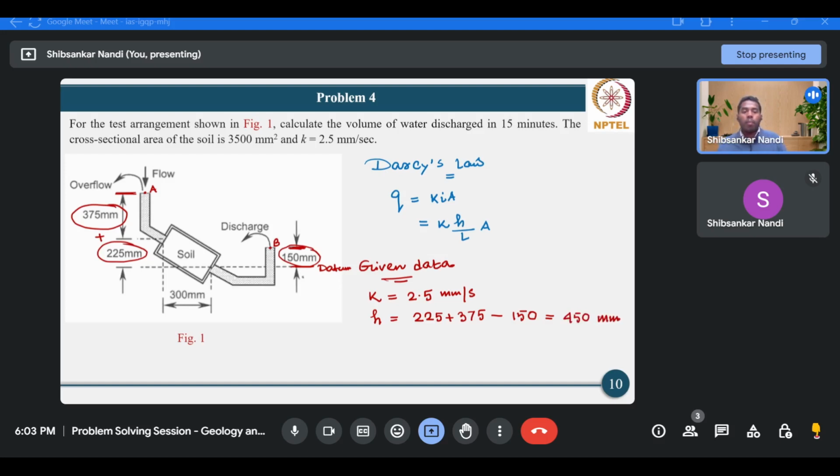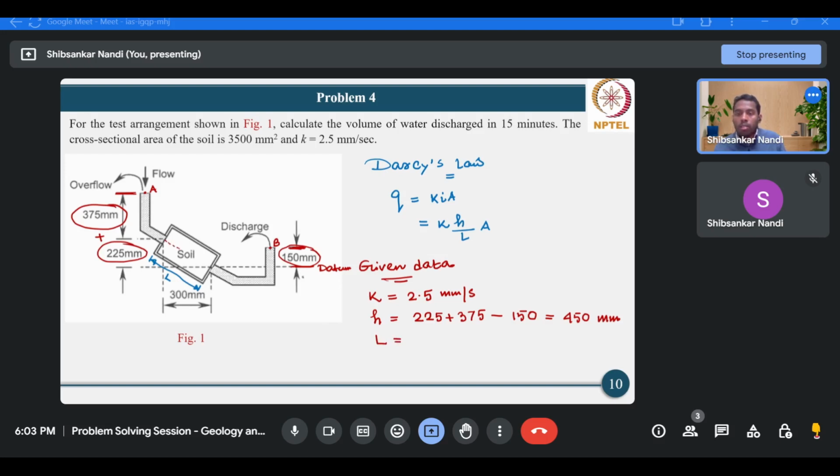Now this 450 mm head was lost over how much length? Over this length. Okay. So if we use a different color, so this is the length. So over this length L, this much head, 450 mm head, was lost. Now how to calculate this value L? So it's a very simple trigonometry law, or from the trigonometry we can calculate.